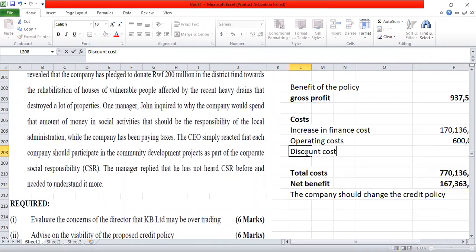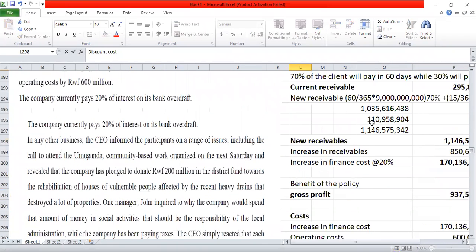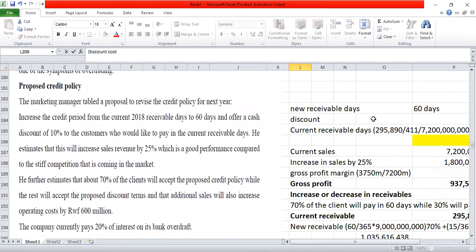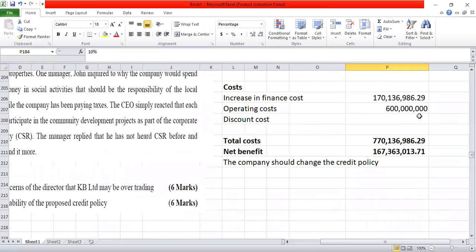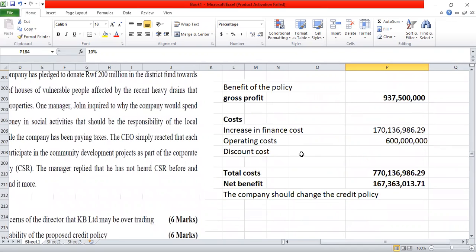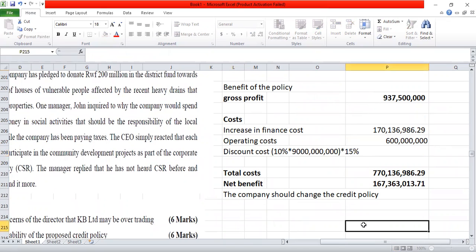I had forgotten the discount cost, and I summarized the data for discount. The discount is what? The discount is 10%. It is here. So our discount cost will be 10% times the credit sale, which is 9 billion. Then times 15%. Who are going to take the discount? Sorry, I did not look at that. I had forgotten the discount cost.